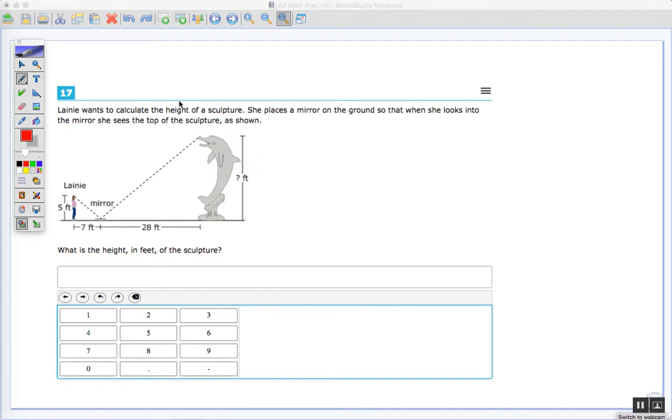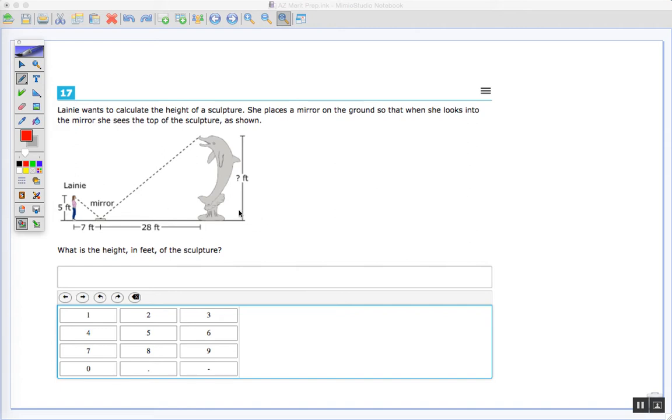All right, in problem 17, Lainey wants to calculate the height of this sculpture. She places a mirror on the ground so that when she looks into the mirror, she sees the top of the sculpture as shown, right here. Something we know is that when light or vision is reflected, or even when you're dealing with a perfectly elliptical pool table, when it bounces off this mirror, that's going to create angles that are congruent to one another. But we don't really need that to solve this problem.